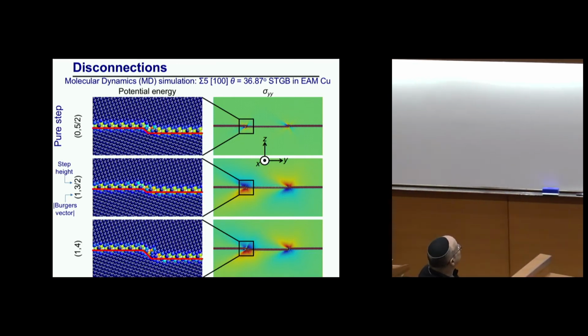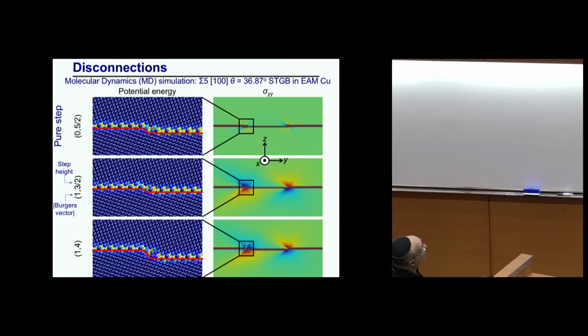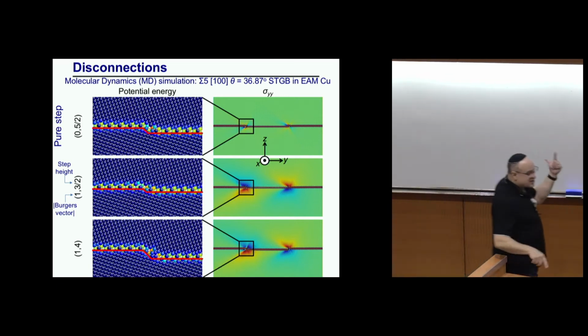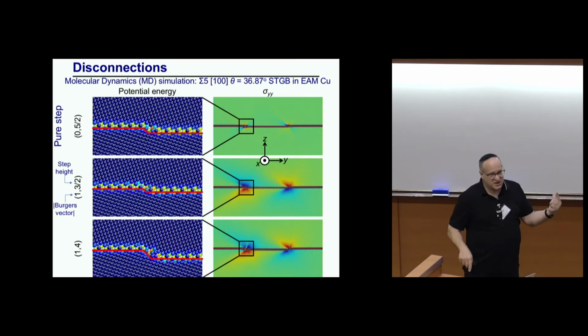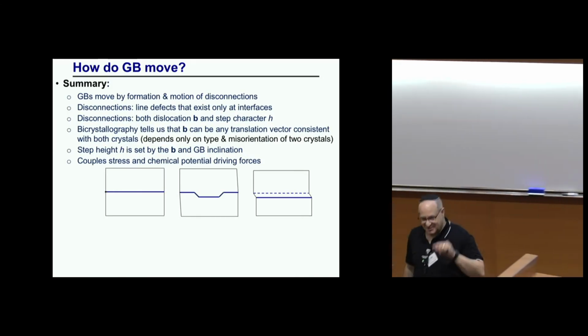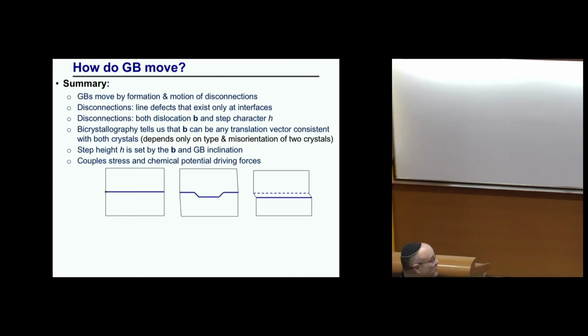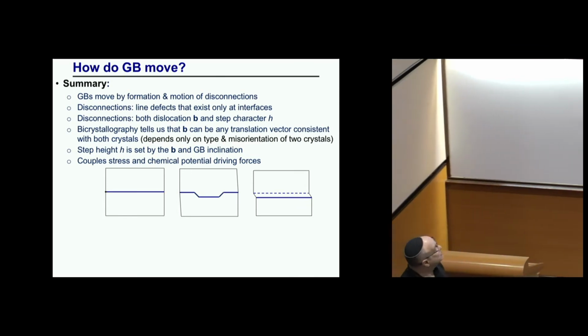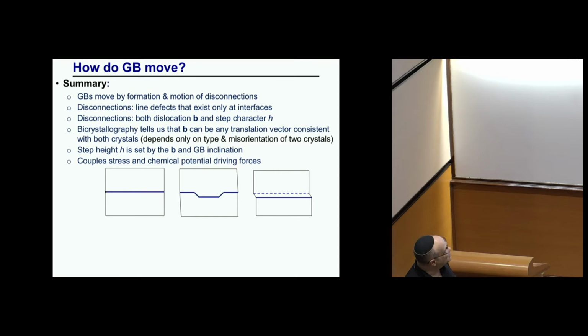And the interesting thing is this is a special case, we call it a pure step, where you have a step and the total Burgers vector happens to be 0. But it doesn't have to be. And you can see here there's no long-range elastic field associated with that. Okay? So the point is the Burgers vector and the step height are 2 characteristics we can talk about. So let me just summarize where we are right now, and then I'll move on. So grain boundaries move by the formation and motion of disconnections.